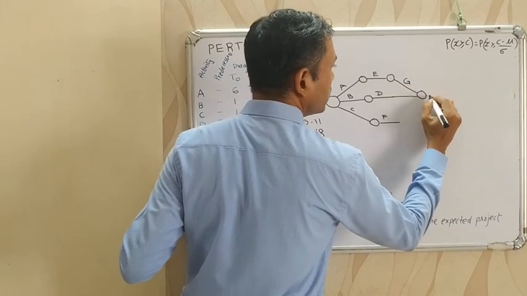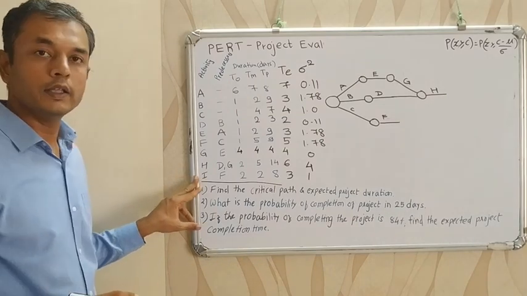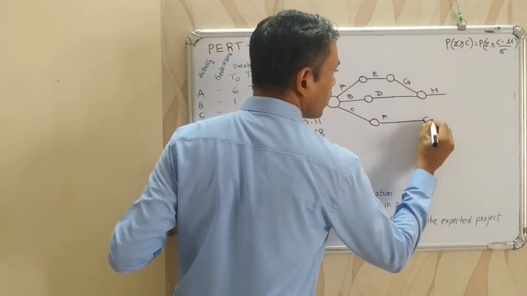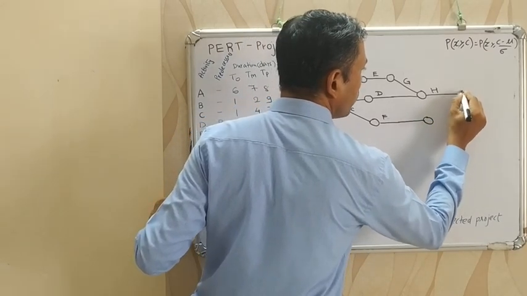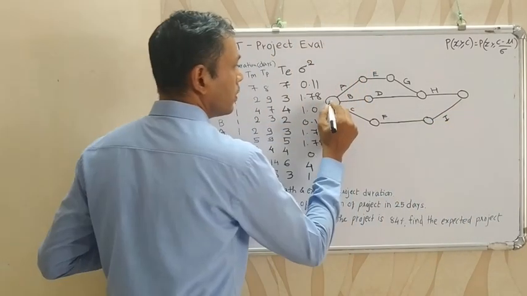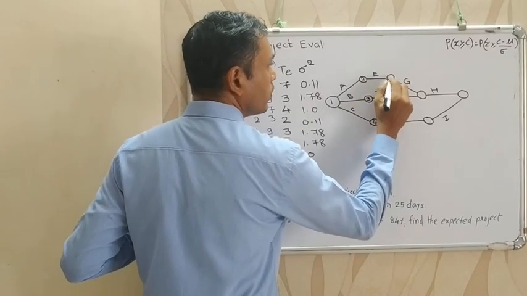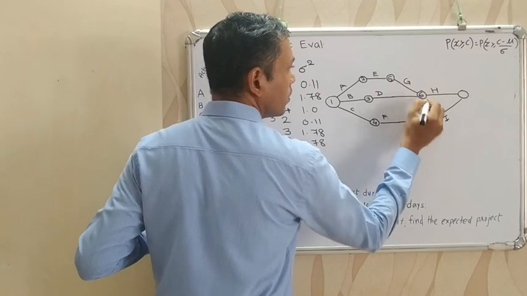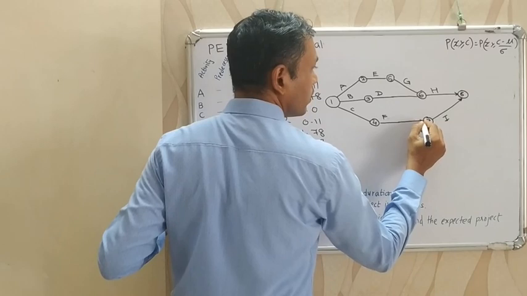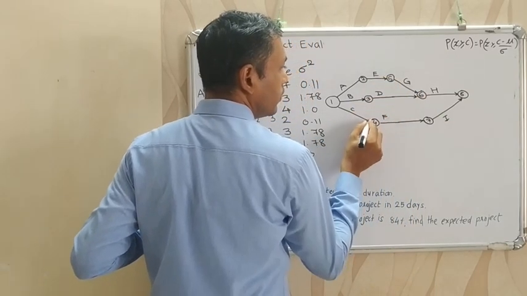So activity H is from D and G both, and I is from F, and it's the last event, so we can say it is somewhere here. It is activity I and terminates into the last event. 1, 2, 3, 4, 5, 6, 7 and 8. So there are 8 events in the network diagram of 9 activities.